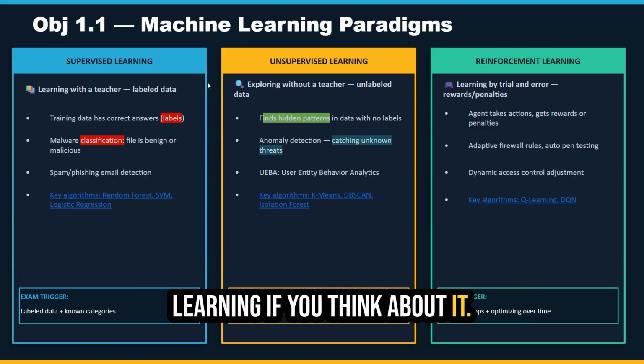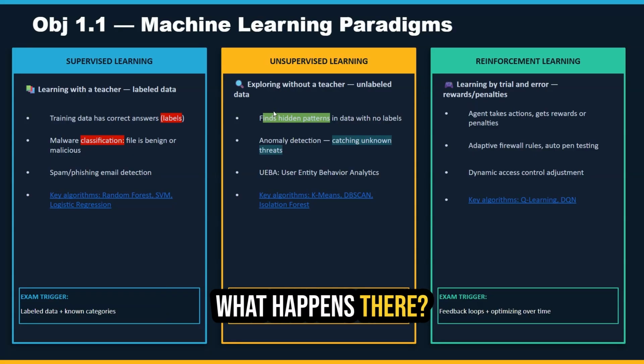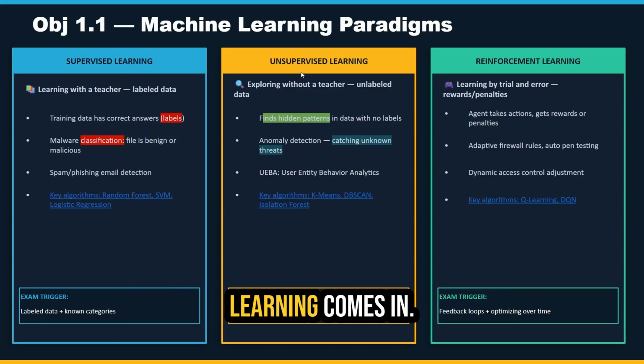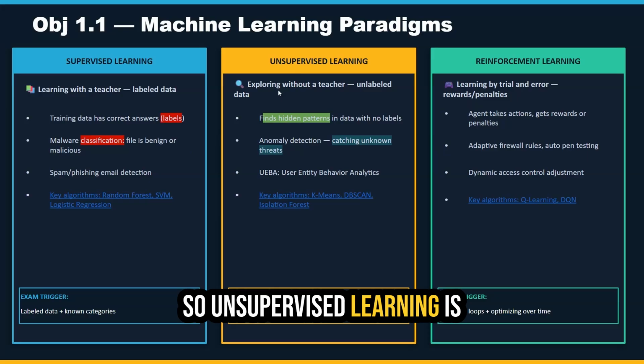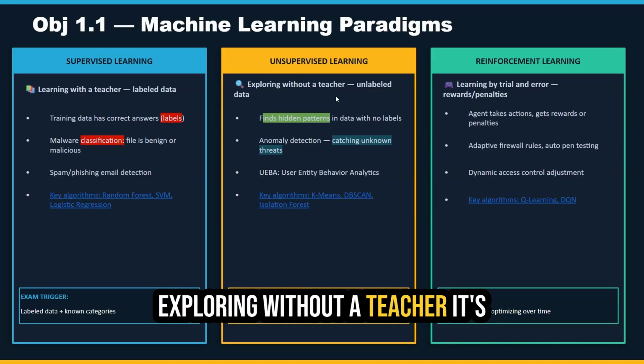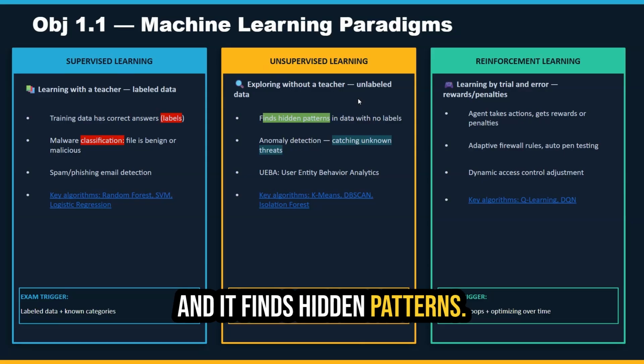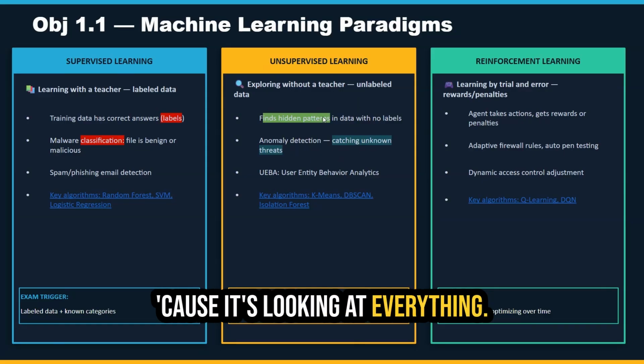Another one is unsupervised learning, because you can't always have supervised learning. If you think about it, what about 0-day attacks? What happens there? You can't really classify them because you don't know what those look like. That's where unsupervised learning comes in. So unsupervised learning is exploring without a teacher. It's using tons of unlabeled data, and it finds hidden patterns. It's catching unknown threats because it's looking at everything.